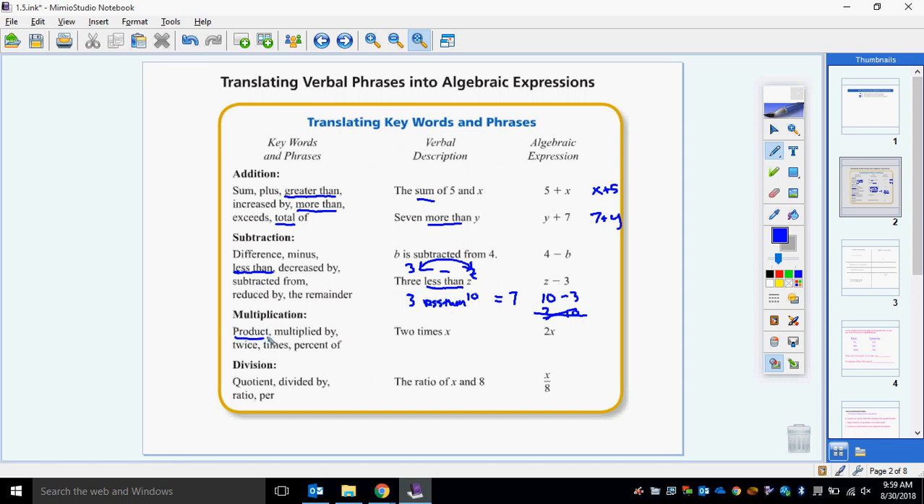Multiplication: product, multiplied by, twice means times 2. Percent of is an important one that also means to multiply, and then times, of course. So 2 times x would be 2x. Division: I have quotient, divided by, ratio, and per. The ratio of x and 8 means x divided by 8.